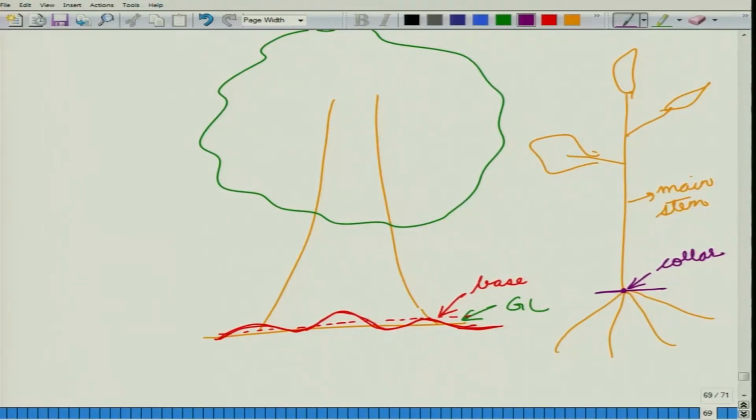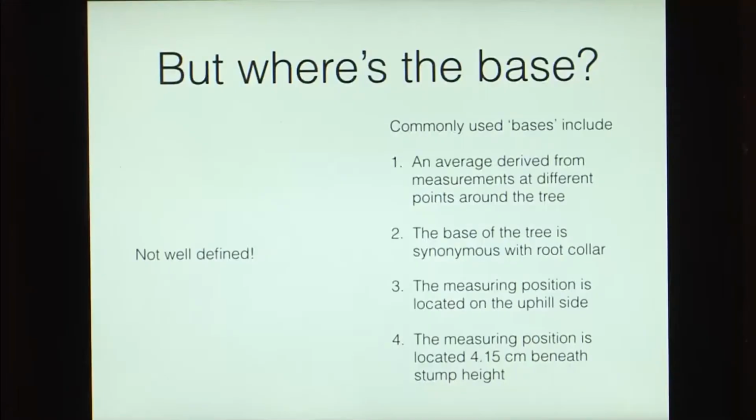We can figure out the root collar because the cross sections of the stem are very different from the cross sections of the root. They are completely different tissues. So, it is easy to identify the collar. We could take that collar as the base, or we could take the measuring position on the uphill side.